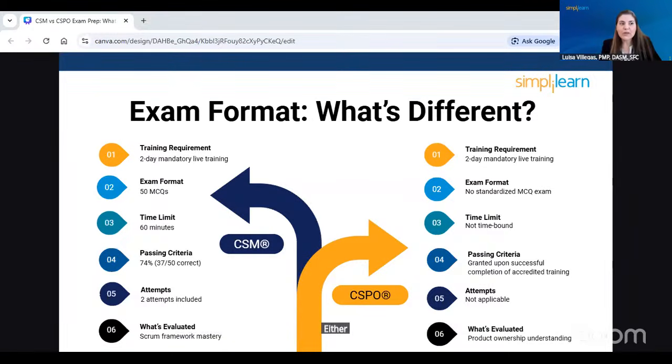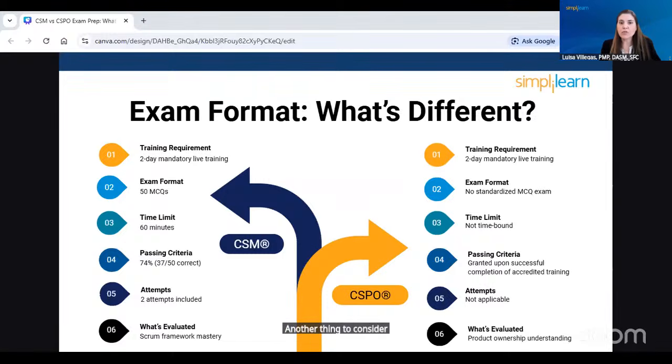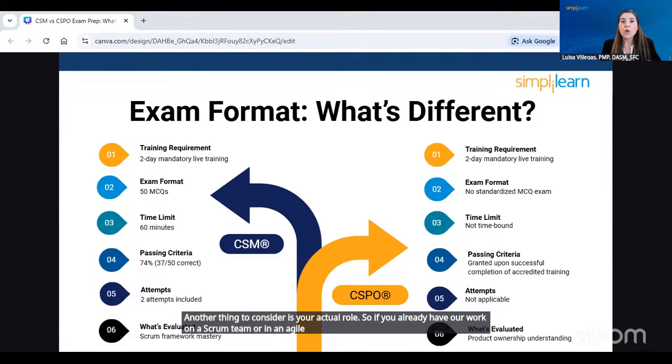Either one. So as we said, I think the most important distinction here is there's several things that you can keep in mind. I described some of the skills. So which one feels more aligned with your personality? But beyond that, another thing to consider is your actual role. So if you already are working on a Scrum team or in an Agile methodology, what is your current role? That could help you decide which exam to take.